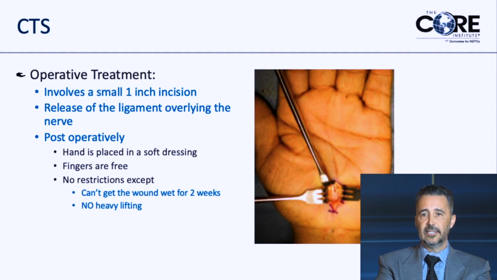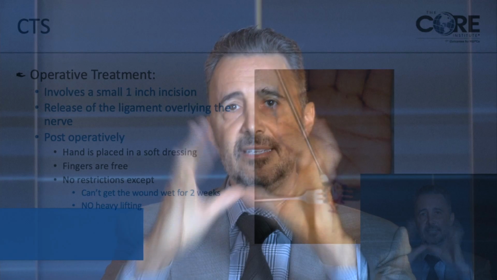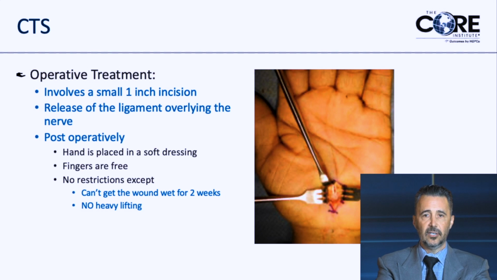The operative treatment, I want to thank Rich for giving me this picture as well. The operative treatment here, it's a very small incision. It's a 1-inch incision in the palm. Pretty easy, straightforward outpatient procedure. That ligament that we talked about at the beginning, we basically go in and we just release that ligament so there's no longer any pressure on it. This is the mini open procedure, most commonly done across the United States right now. In the past, these incisions were a lot bigger, but these incisions are quite small now.